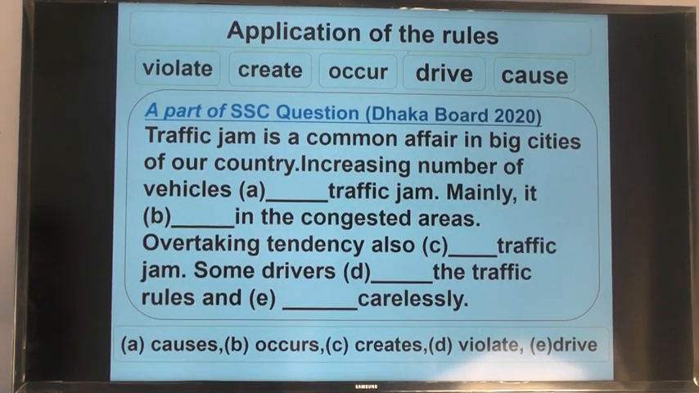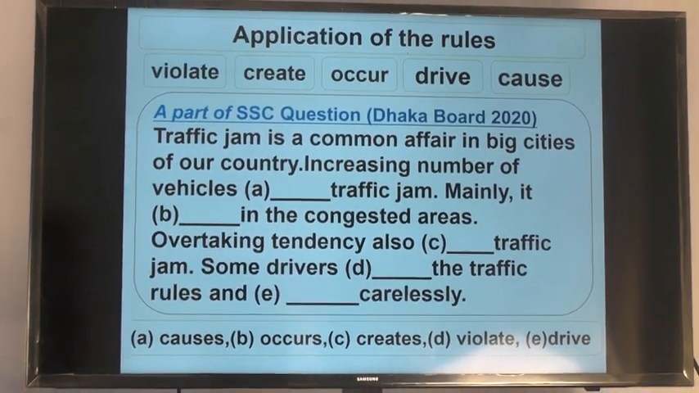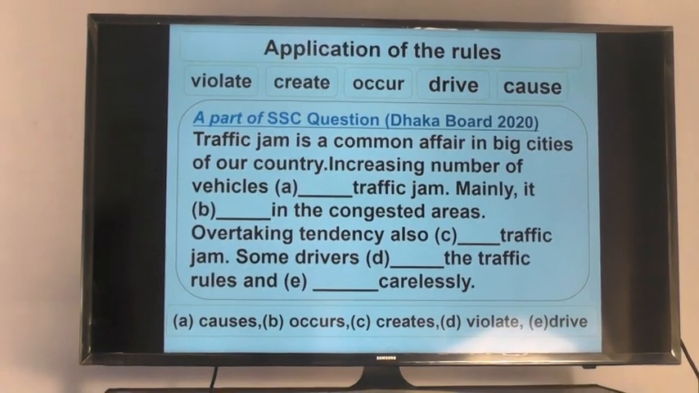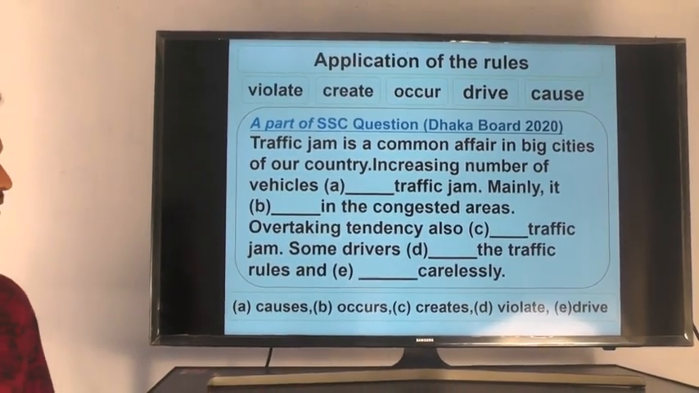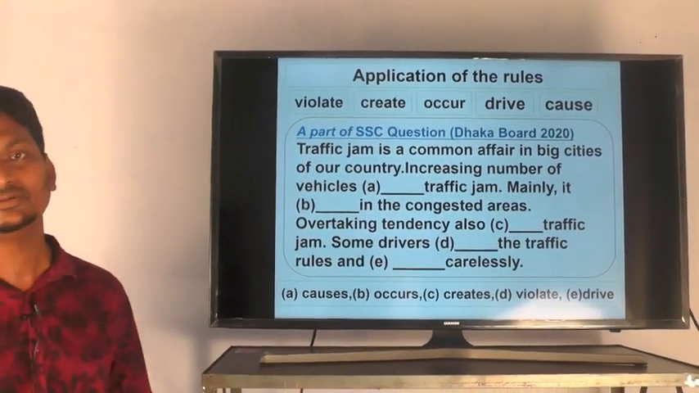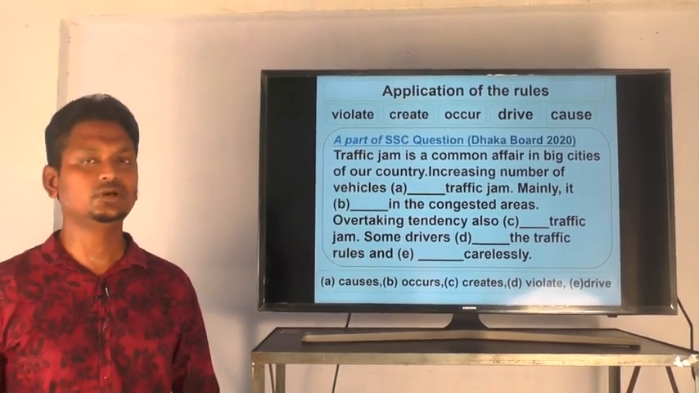And similarly, overtaking tendency is also third person singular, we use here creates. But some drivers, this is third person plural, so we use here only violate. And in the E gap, we use here only drive because of the same rule. Subject is here some drivers, that is third person plural.